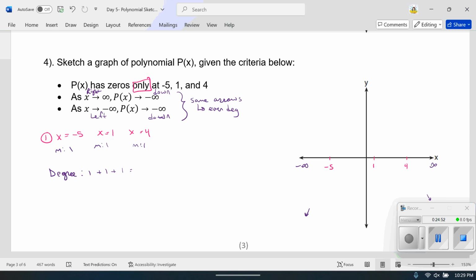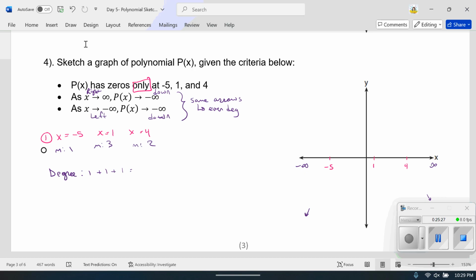There's no other x-intercept. So what that means is that these multiplicities are not 1. Perhaps this guy is a multiplicity of 2. Perhaps this one is a multiplicity of 2. Perhaps this is a multiplicity of 1, this is a multiplicity of 3, and that's a multiplicity of 2. Because if you do that, then you still have an even degree if you add all these up.